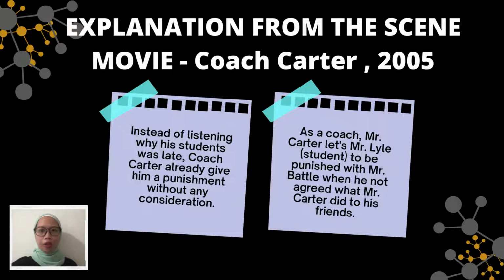This is an example of autocratic leadership. From the scene of Coach Carter, 2005, we can see that instead of listening to why his student, Mr. Battle, was late, Coach Carter already gave him a punishment without any consideration. This is one of the characteristics of an autocratic leader, where they often make a decision before learning or discussing it with others. Next, as a coach, Mr. Carter let Mr. Lyle, his student, be punished with Mr. Battle when he did not agree with what Mr. Carter had done to his friend.